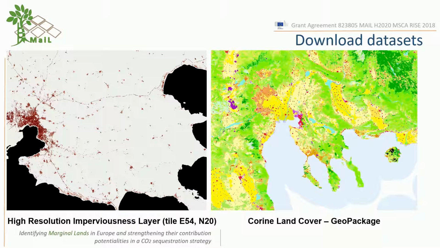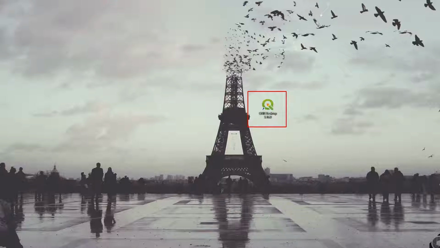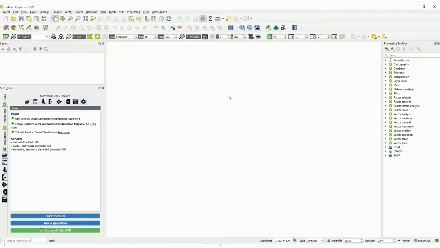To begin with, first download all the required datasets from the corresponding data repositories, or you can use the geodatabase of the MaiL project. We will need the following layers: the Korean land cover dataset and the high-resolution imperviousness layer. Open the Qgis application and create a new project. We recommend using the latest version of the application.